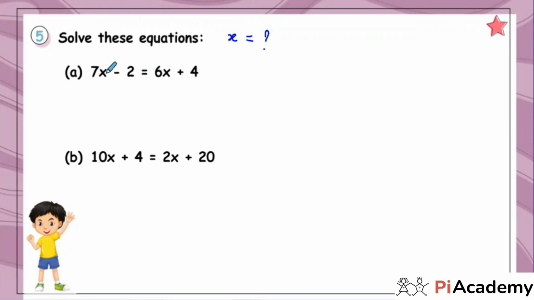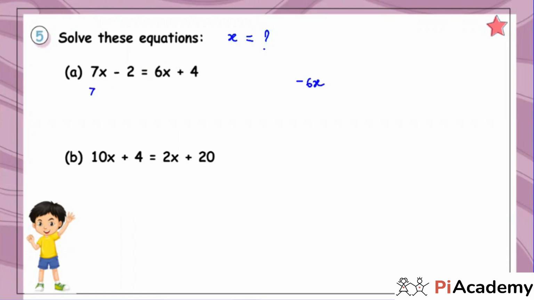Okay, so you can see 7x minus 2 equals 6x plus 4. What I don't want is this 6x on the right hand side, because we have decided to keep the variable on the left hand side. That is not a fixed rule. You can move all the variables to the right hand side, that is also fine. But I am moving this to the left hand side, and to do that, I have to subtract 6x from both sides.